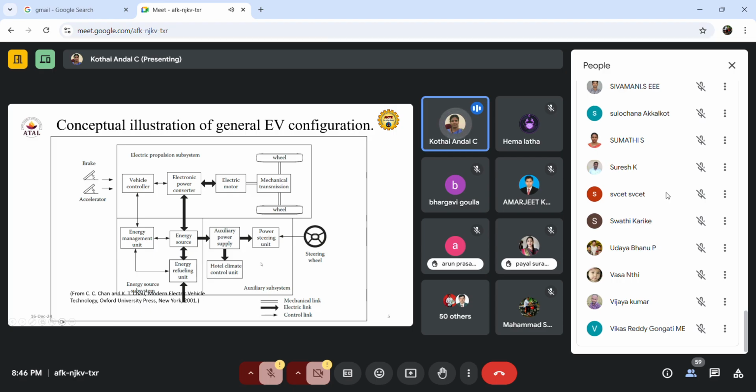Next, we'll come to the auxiliary subsystem. This is available in all electric vehicles, independent of type. It is available in all cars, all transportation. That is the small battery, we can say a 12-volt battery. That battery is available to supply the auxiliary power devices like audio, video systems, weather conditions, all those things. So this is the conceptual illustration of the general EV configuration.